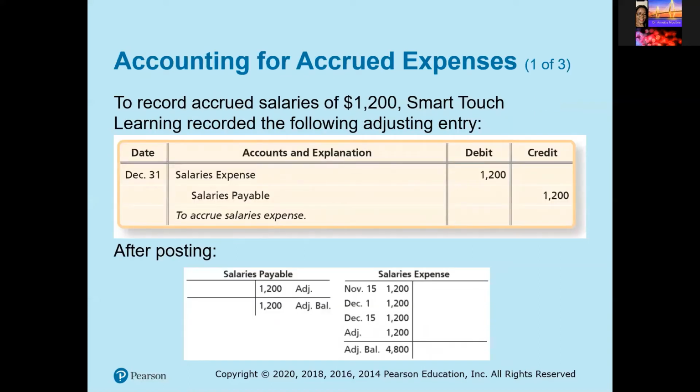Here we see Smart Touch Learning makes an adjusting entry at December 31st to show it still owes its employees an additional $1,200 for the last half of the month. So to record accrued salaries of $1,200, Smart Touch Learning recorded the following adjusting entry. You see here there's a debit to salary expense and a credit to salaries payable. After posting, you see the salaries payable account, and then you see the salaries expense account.